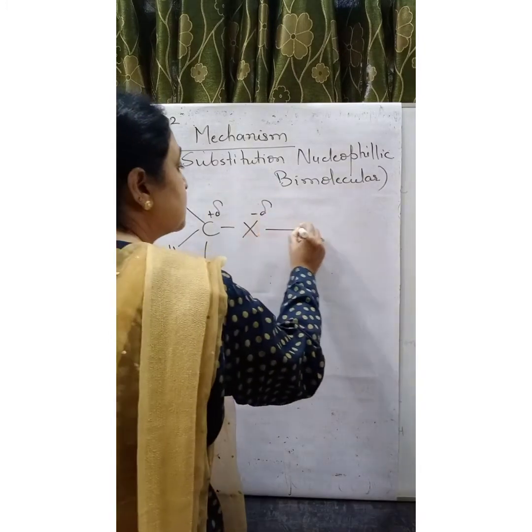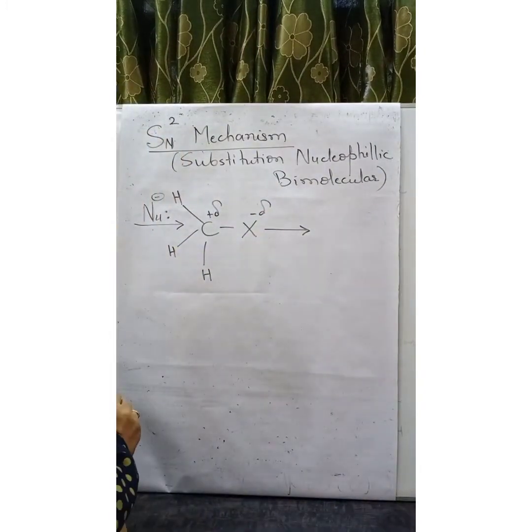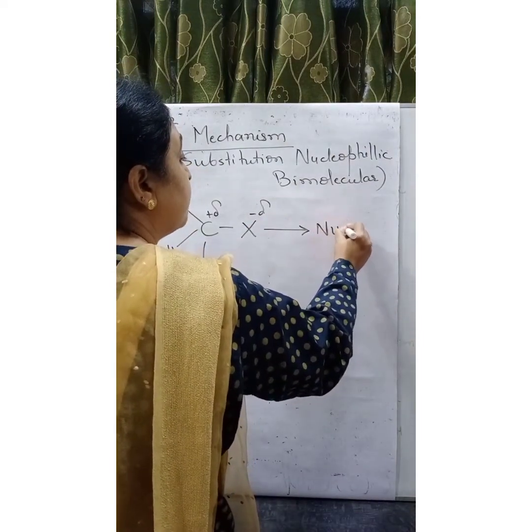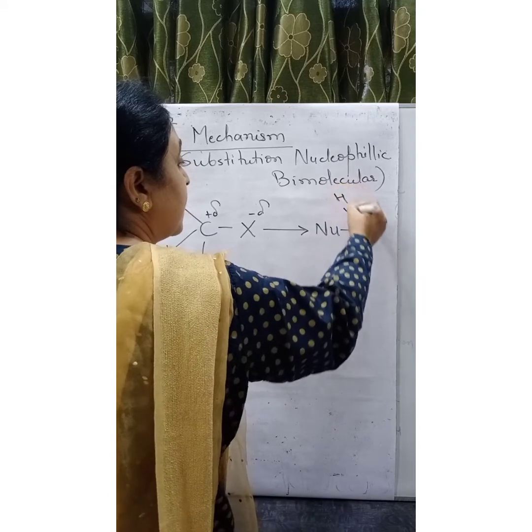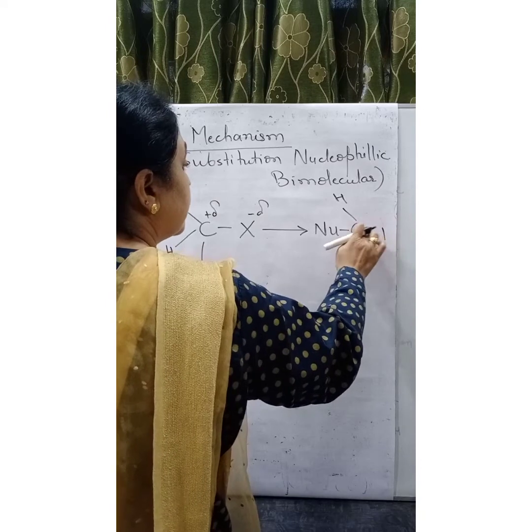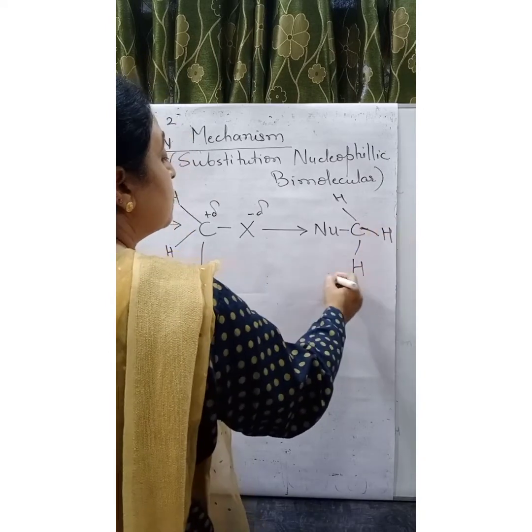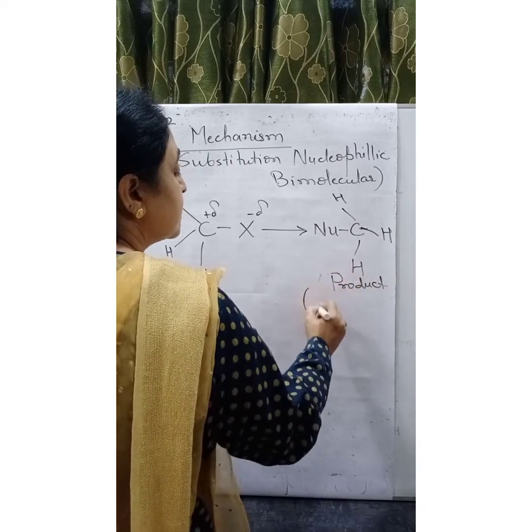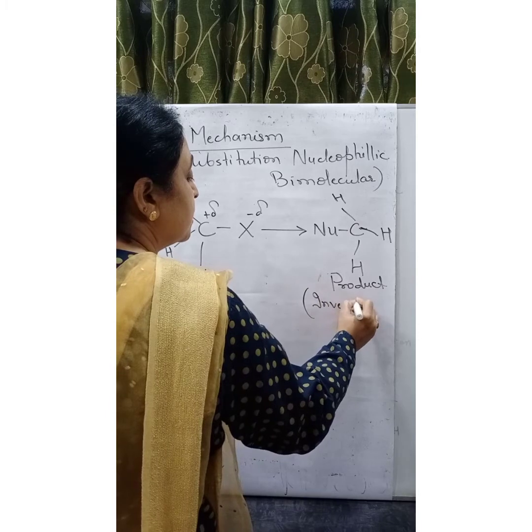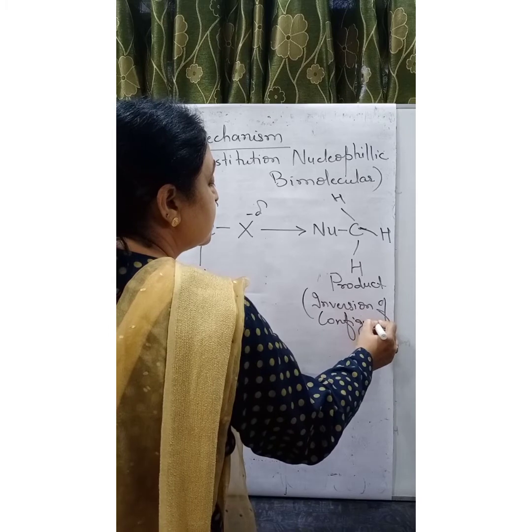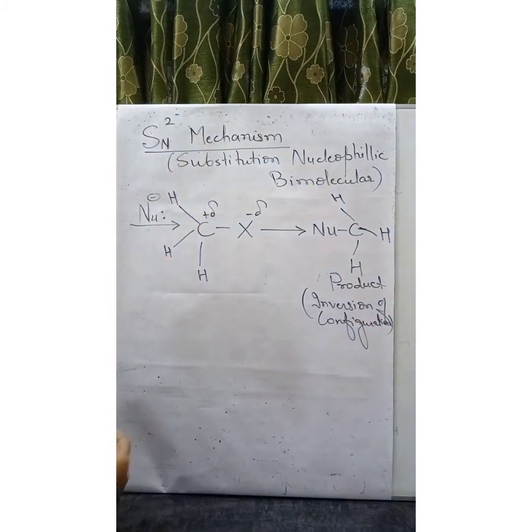This reaction takes place in one step and the product obtained has inversion of configuration. The nucleophile attacks from the backside and it results in inversion of configuration. The product formed has inversion of configuration, just as an umbrella turns upside down in strong winds.